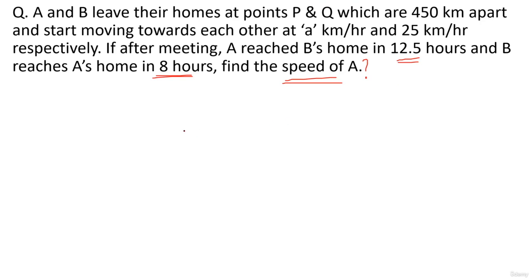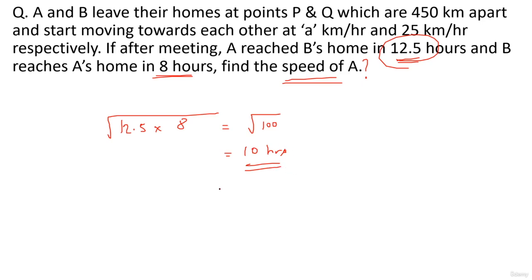Now, if you know this concept, guys, it's very easy. After meeting, A reached B's home in 12.5 hours. B reached A's home in 8 hours. So what was the time for meeting? The time for meeting is the geometric mean of these two values. 12.5 into 8 is 100. So root of 100 will be your meeting time pehli baar, which is nothing but 10 hours.